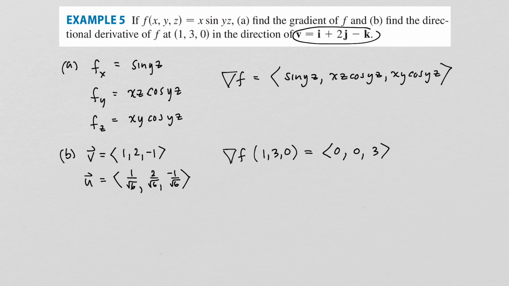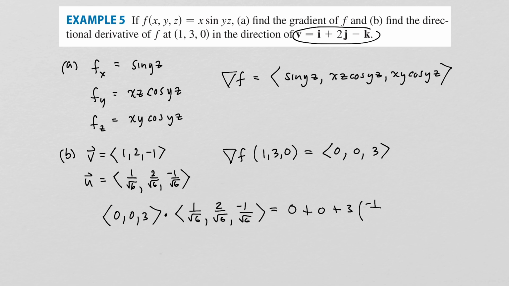And now we just need to take the dot product of 0, 0, 3, and 1 over radical 6, 2 over radical 6, and negative 1 over radical 6. And when you do that dot product, we're going to get 0 plus 3 times negative 1 over radical 6, or negative 3 over radical 6.